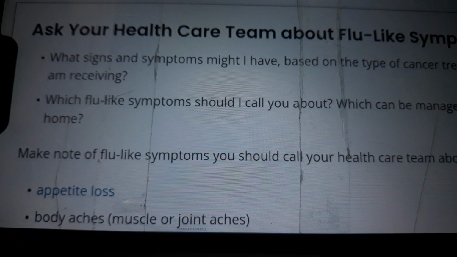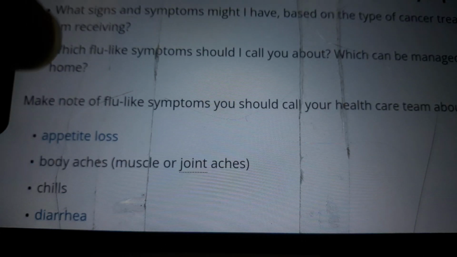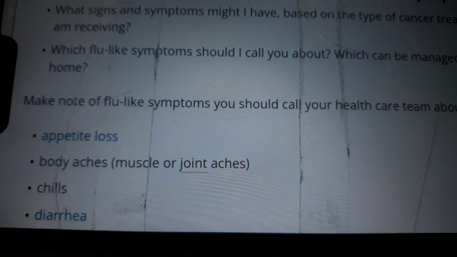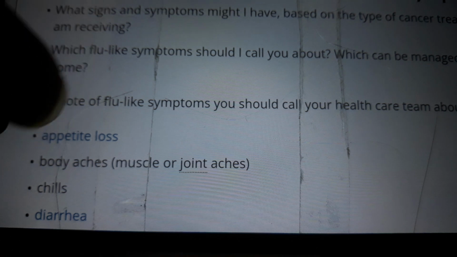Ask your healthcare team about flu-like symptoms. About all these questions: what signs and symptoms might I have based on the type of cancer treatment I'm receiving? What symptoms should I call you about? What can be managed at home?